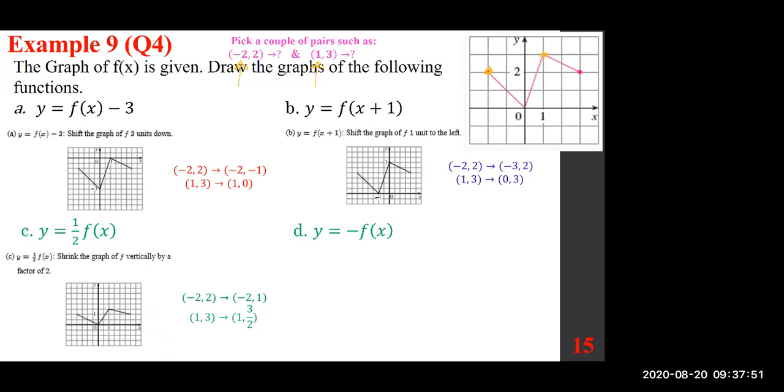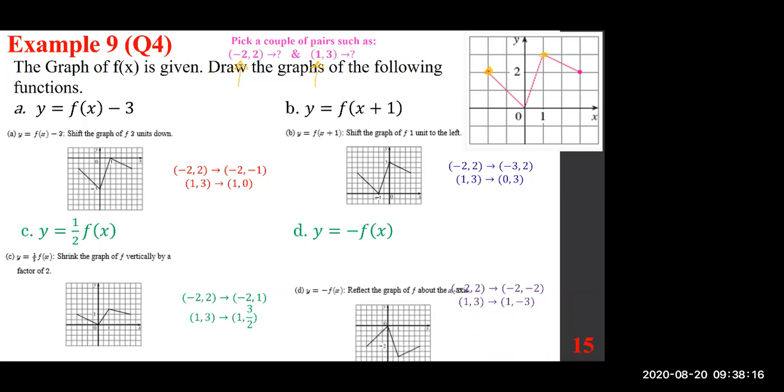Here's the graph. For part D, x doesn't change, but negative is in front of f, and the y gets multiplied by -1. So the first pair, -2, 2 changes to -2, -2. The second one, 1, 3 becomes 1, -3. And there you have your graph.